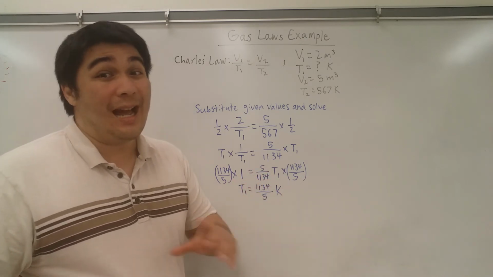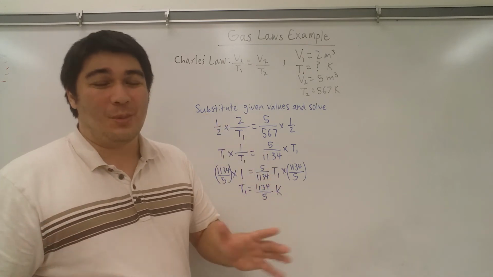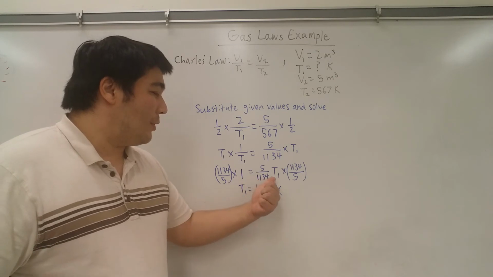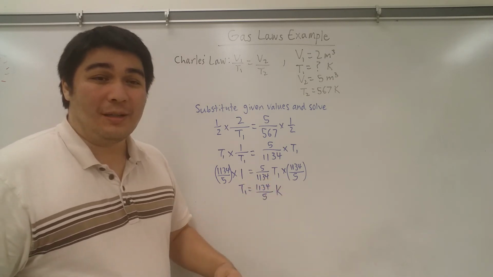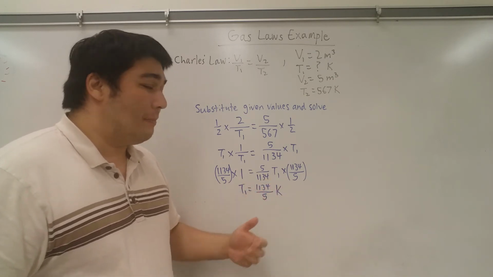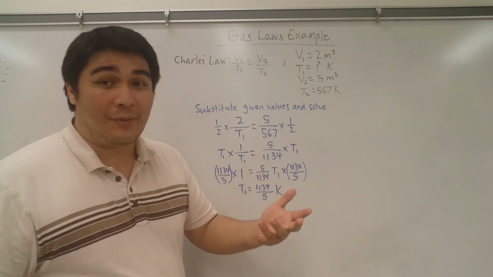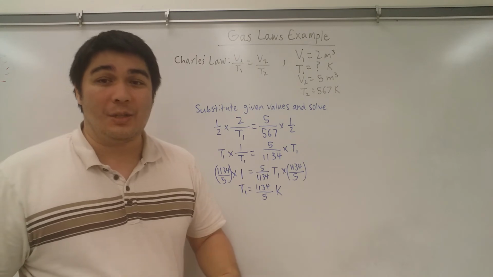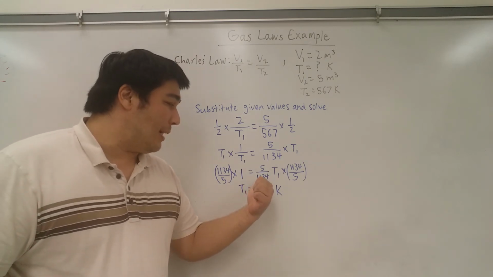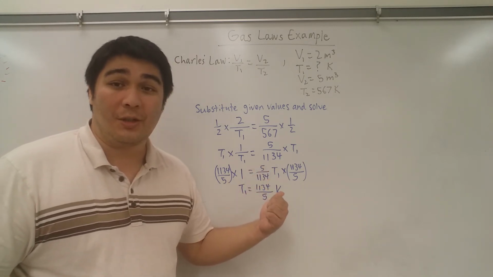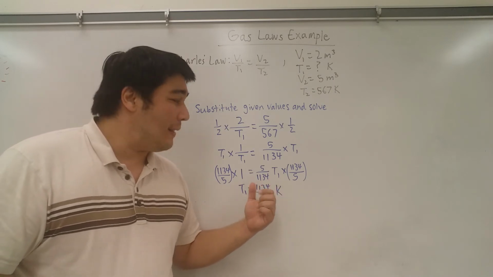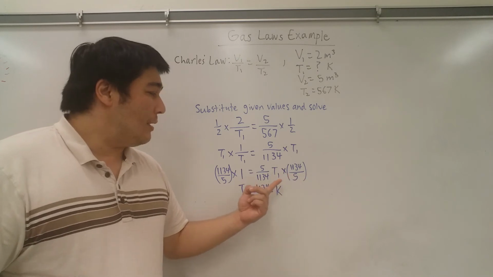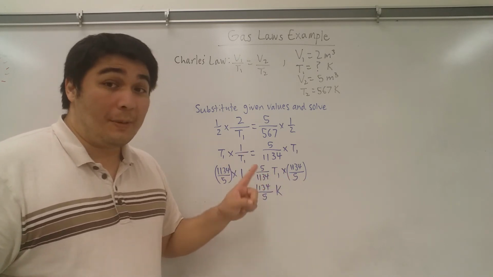So in this case, now we're finally back to what we did in the other videos that I made, where I'm trying to isolate this variable over here, this t1 variable. So I'm going to isolate the variable. To isolate the variable, I need to do the opposite operation that's being done to it. So in this case, it's being multiplied by 5 over 1,134.